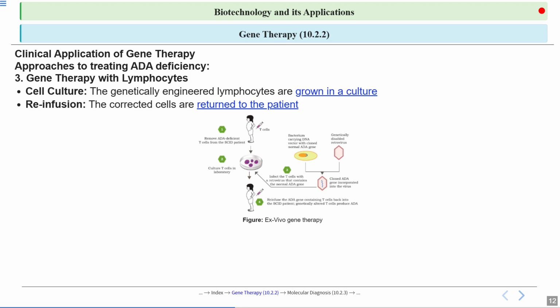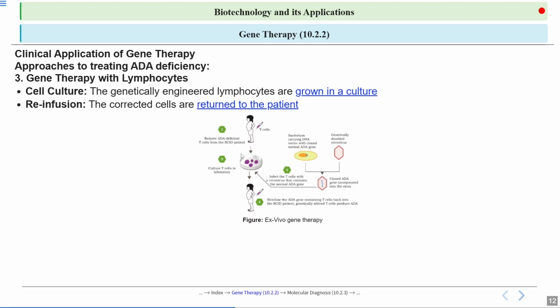So what happens in this gene therapy? First, we take the lymphocytes from the patient. What are lymphocytes? Lymphocytes are the broader category of white blood cells. Now we culture those lymphocytes, and here it is a T cell, because lymphocytes are categorized into T cells, B cells, and natural killer cells. So here one example of T cell is taken, but I will say lymphocytes only.